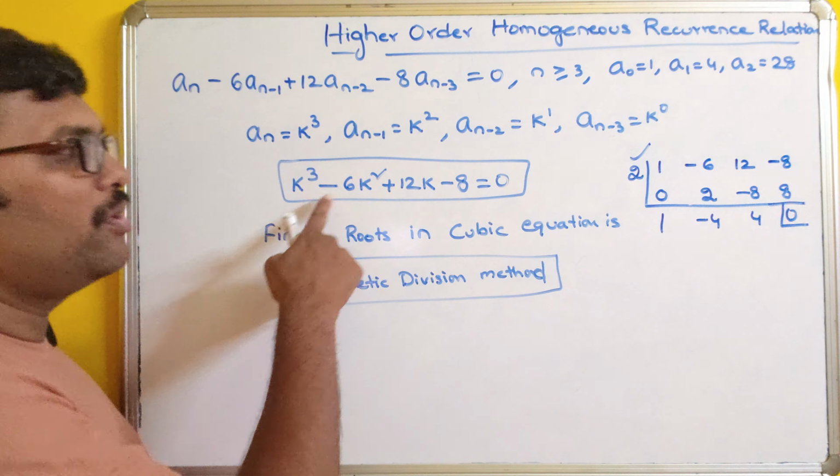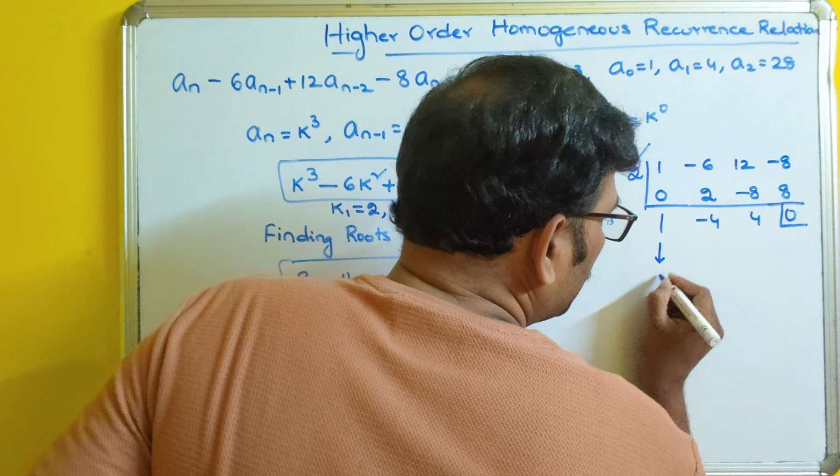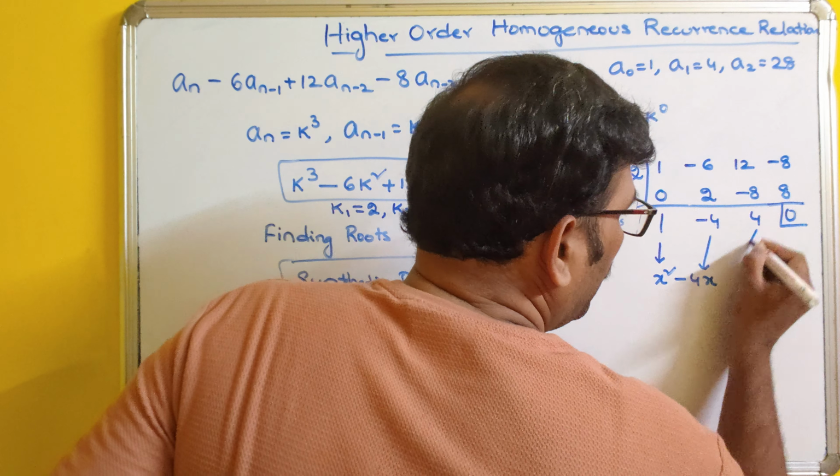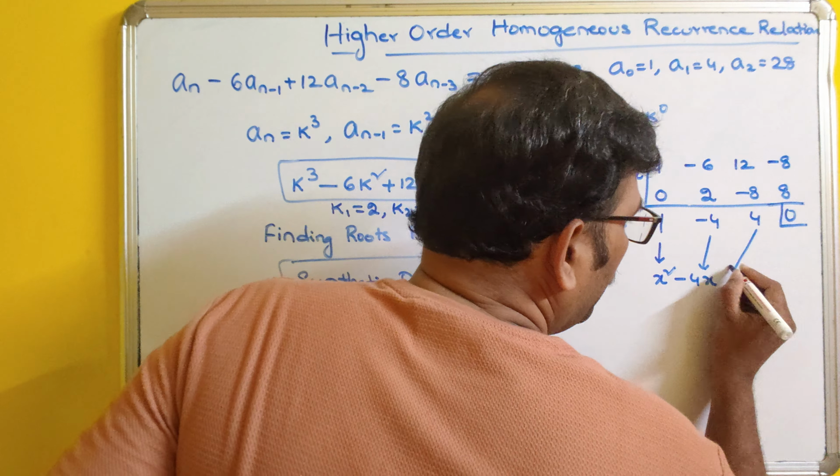Now you can follow the same procedure by considering some other number. Otherwise, another simple way is, now that we got one root, you can convert this into a quadratic equation. So this becomes x square minus 4x plus 4 is equal to 0. So this is a quadratic equation. Now we need to find the roots of this quadratic equation.